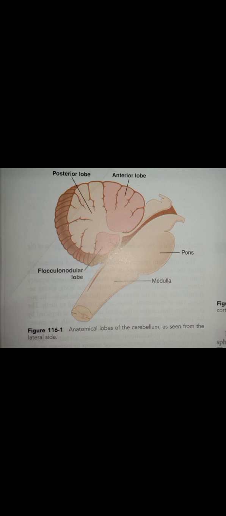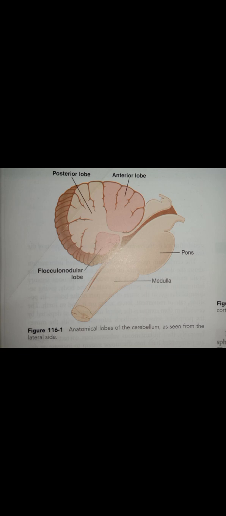So in this picture, we could see regions which are called the posterior lobe, the anterior lobe, the pons region, the medulla region, then the flocculonodular lobe region. These are the anatomical lobes of the cerebellum as seen from the lateral side. So, the flocculonodular lobe is there, anterior lobe, posterior lobe, and some other regions which we know, like pons and medulla regions.